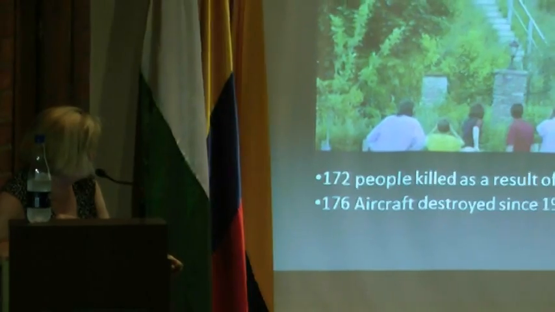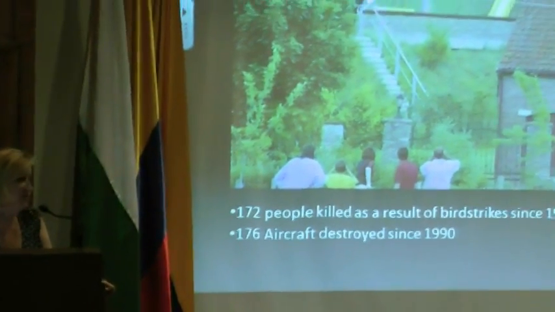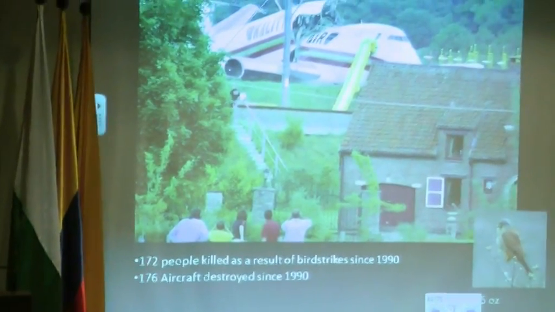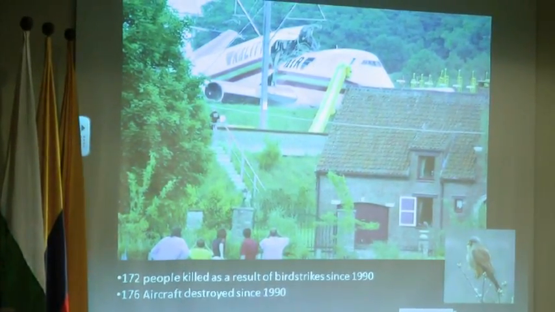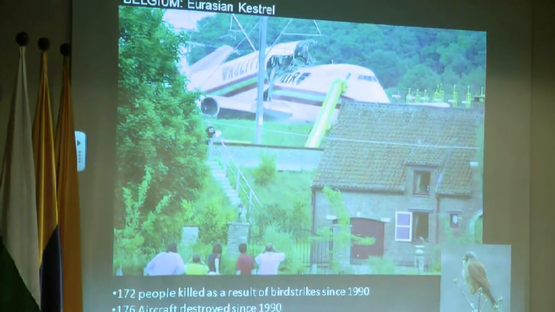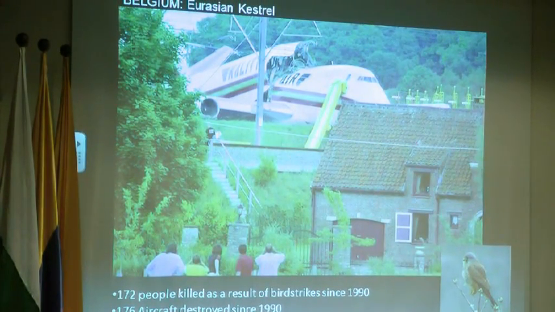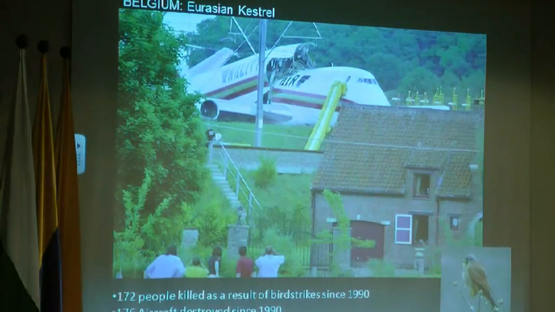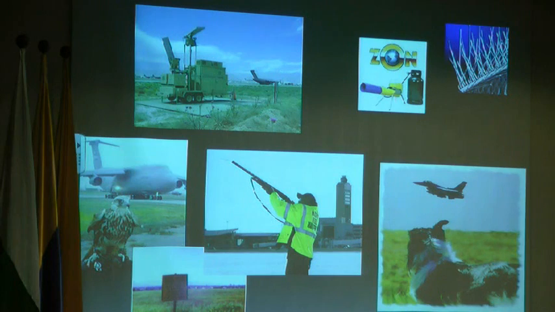In the United States, 172 people have been killed as a result of bird strikes since 1990, and 176 aircraft have been destroyed since 1990. So the whole idea here is to know what birds you're hitting and what they do, what they want to do, how they want to live, what they eat, and where they want to hang out, so that you can do something on your airfield to prevent that from happening.